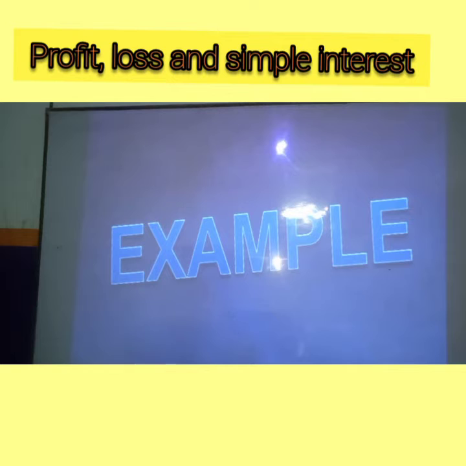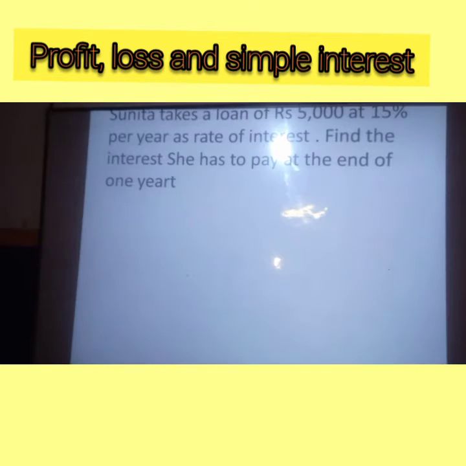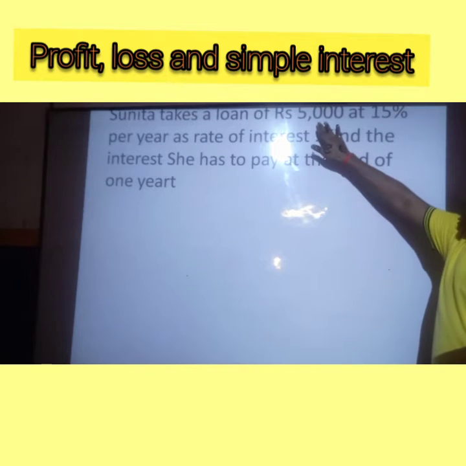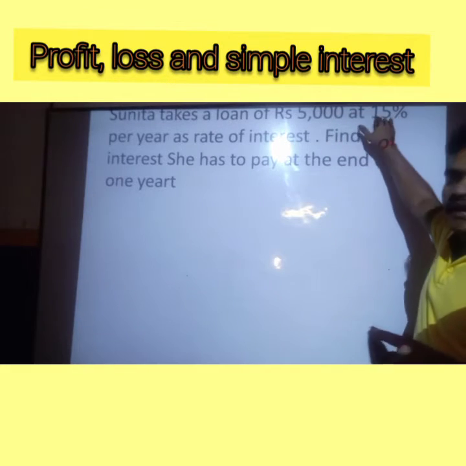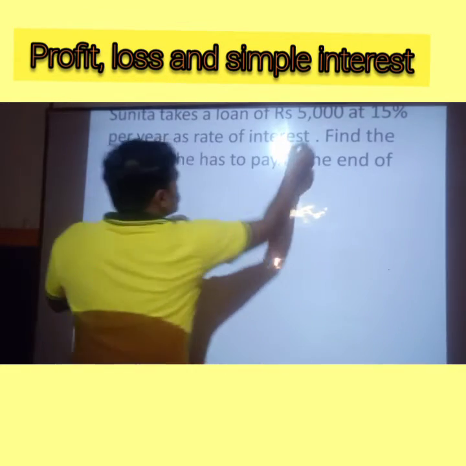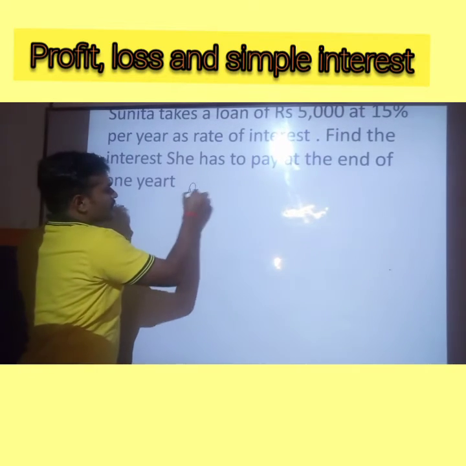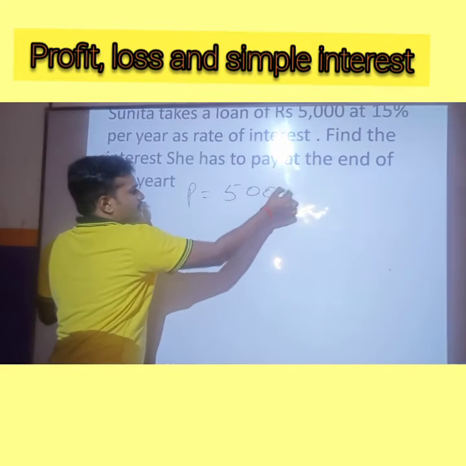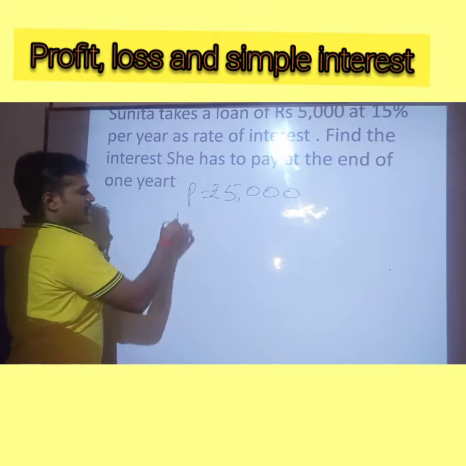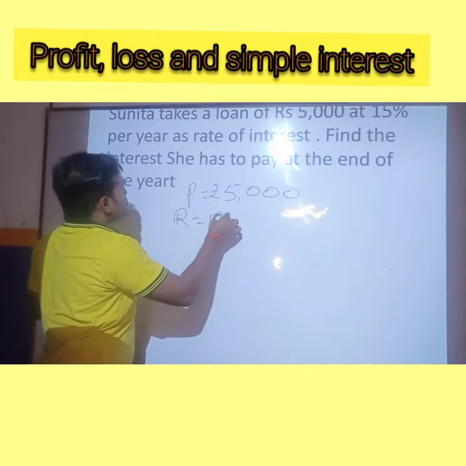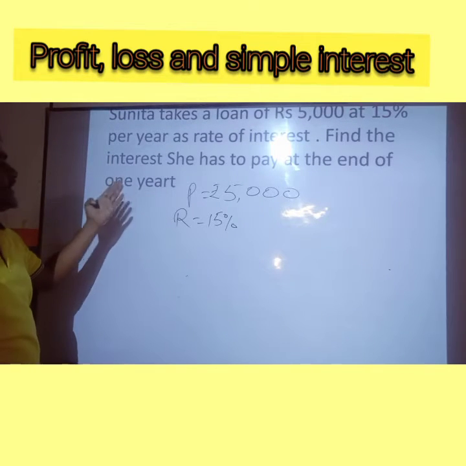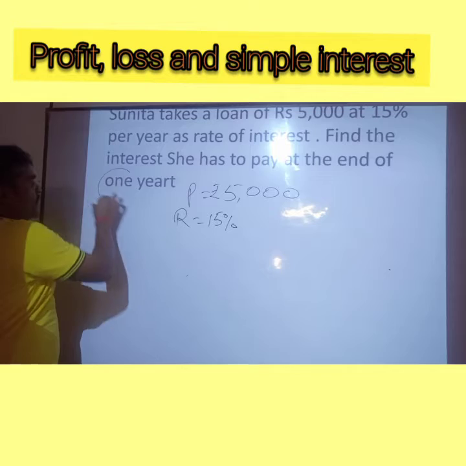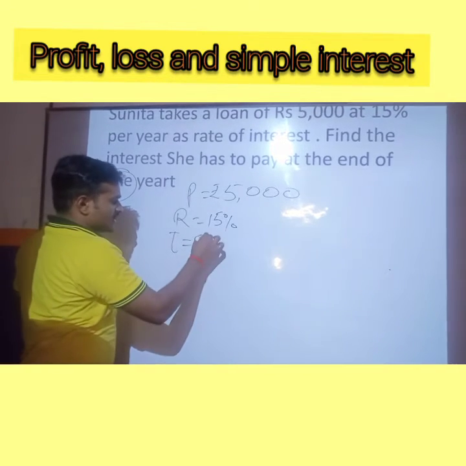Now children, let's learn more through examples. First example is given there. Sunita takes a loan of rupees 5000 at a rate of 15%. So this amount is the principal. Principal is given there, rupees 5000, and rate is given 15% per year. Find the interest she has to pay at the end of 1 year. So what is the time? Time is given there, 1.